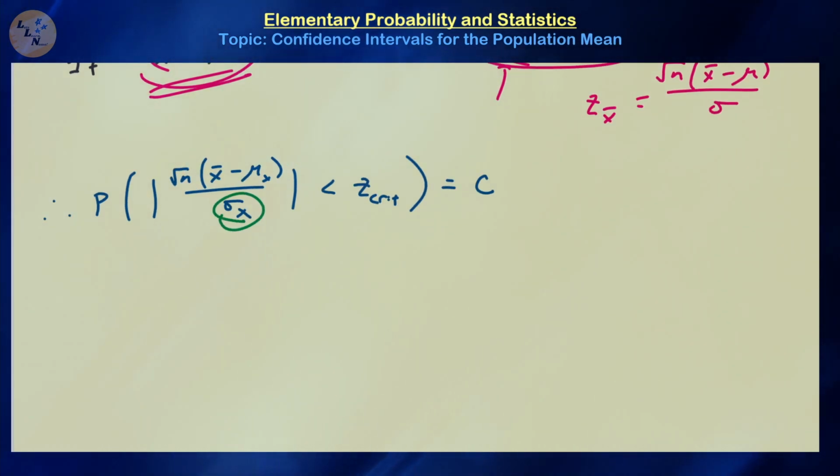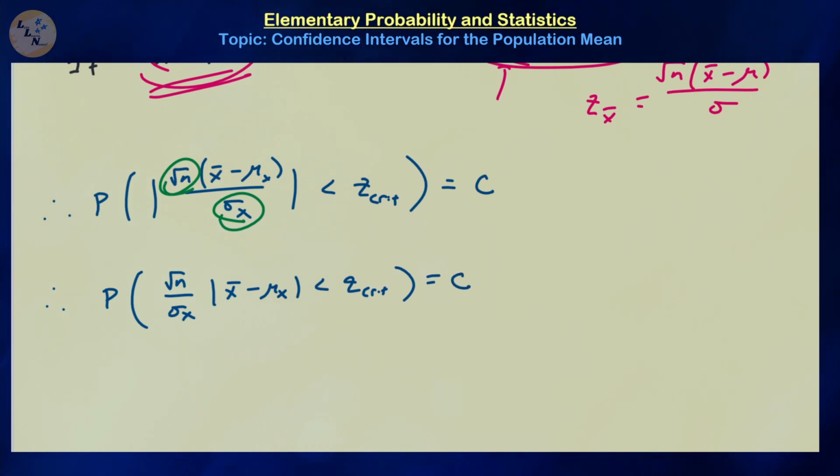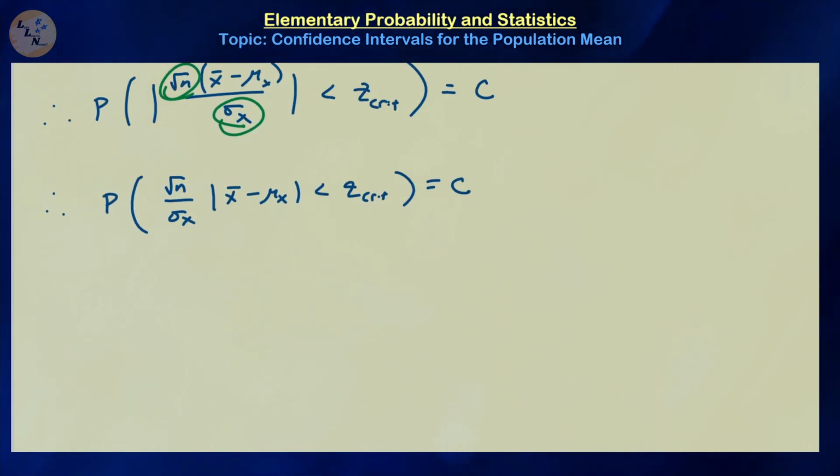Firstly, the standard deviation is always a positive number, so the absolute value of sigma is going to be equal to sigma. The square root of n also is a positive number, therefore the absolute value of square root of n is just the square root of n. So we can write this as the probability of the square root of n over sigma x times the absolute value of x bar minus mu x is less than z critical value is going to be equal to our level of confidence.